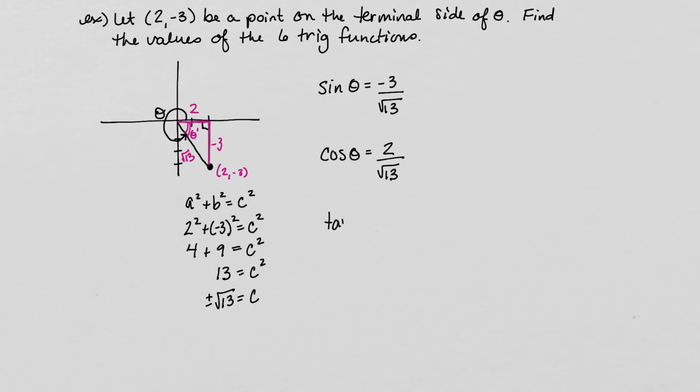And the tangent of theta is going to be the opposite over the adjacent, or the y over the x, so -3 over 2. So, questions on how I got any of them? So theta prime is what's called a reference angle. It's the angle that ends up inside the triangle that you make.